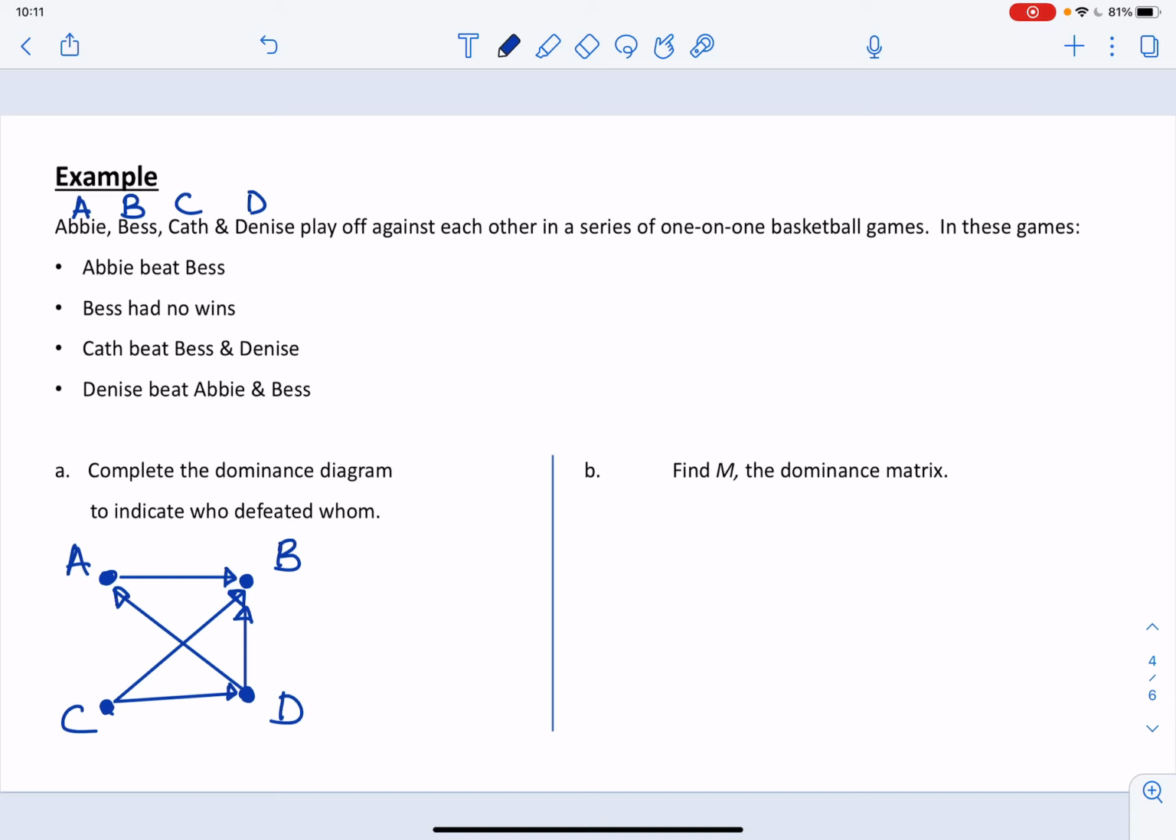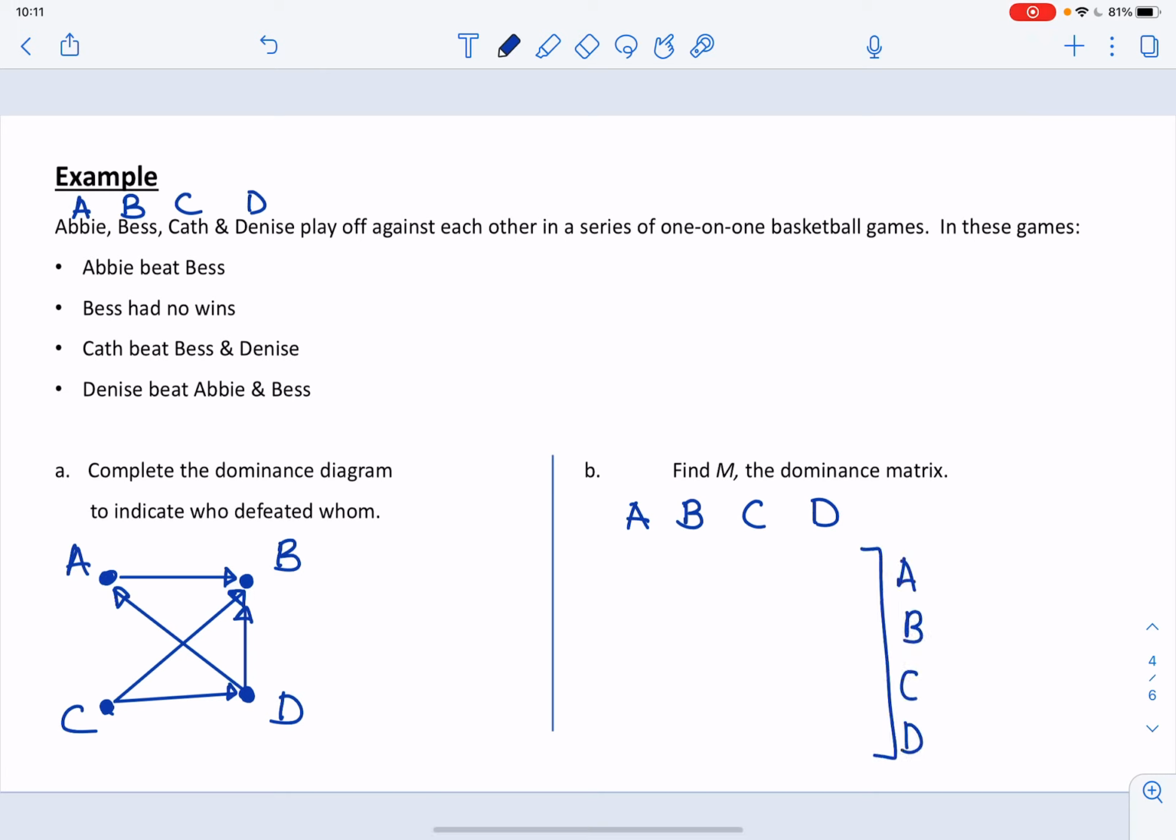That looks about right, I think. I'm going to assume that's right. Yeah, it looks about right according to the picture I've already drawn. Okay, now find M, the dominance matrix. So it's using the same step that we had with the communication matrices, where we put our A, B, C, D, and our A, B, C, D on the other side.